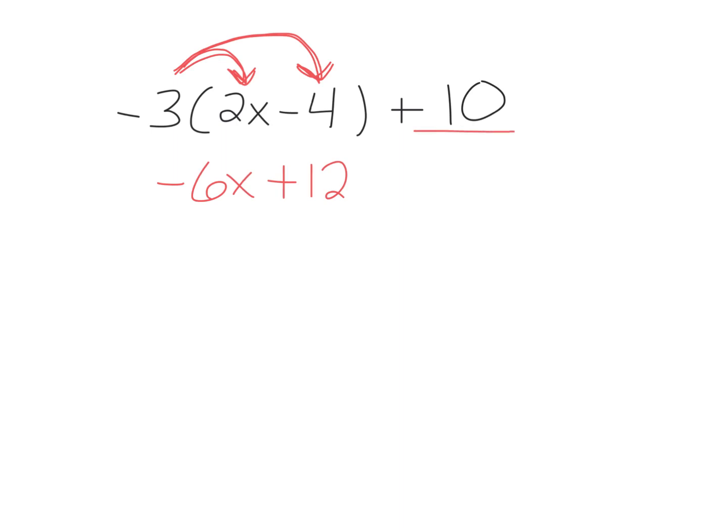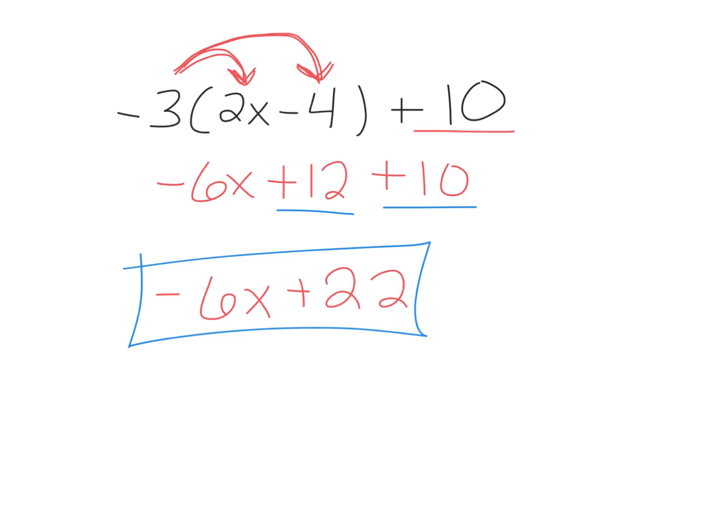And then what do we do with this plus 10? Yep. Bring it down. Okay, and then from here, what do we got to do? Like terms, yep. 12 and 10. What do we got? Negative 6x plus 22. And how do you know when you're done? When there's no more like terms. Good. So always get rid of parentheses first by distributing. Okay? All right. 1 to 5 on that section.